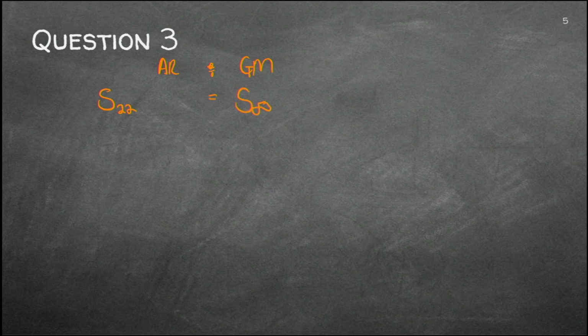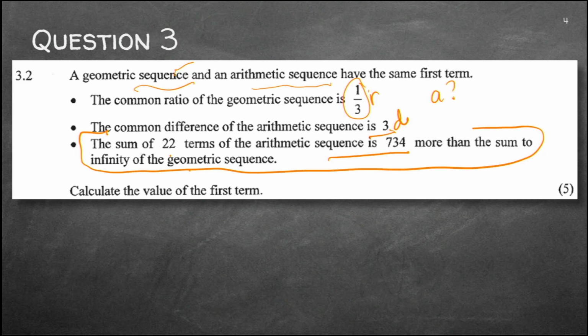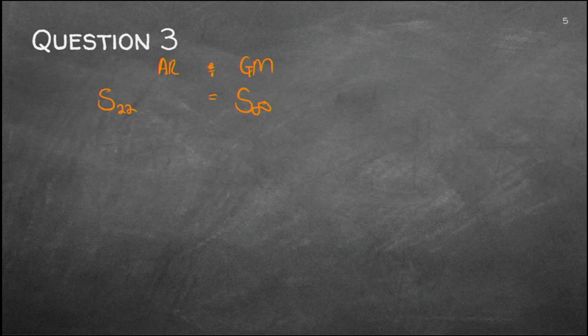But look at the question. The sum of the 22 terms of the arithmetic sequence is 734 more than the infinity of the geometric sequence. Meaning, we will now have to specifically say plus 734. Now, please read carefully, because if I say 5, the number 5, is 3 more than 2, you would say 5 is equal to 2 plus 3. So the 3 goes with the one that's less. So remember that. So now I can just substitute in.